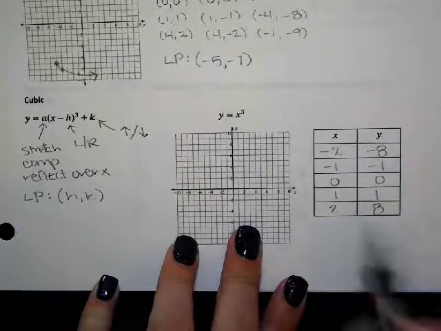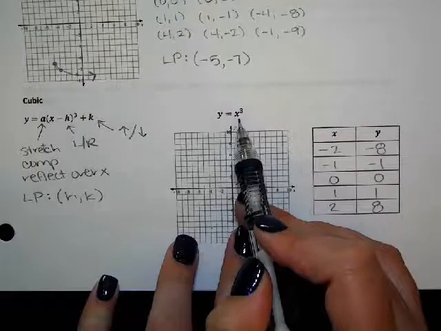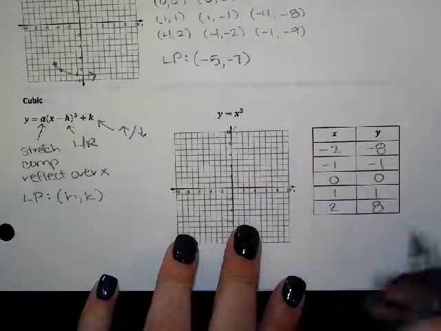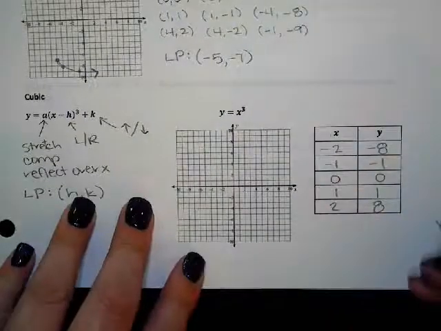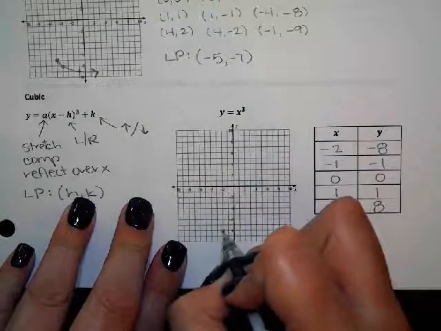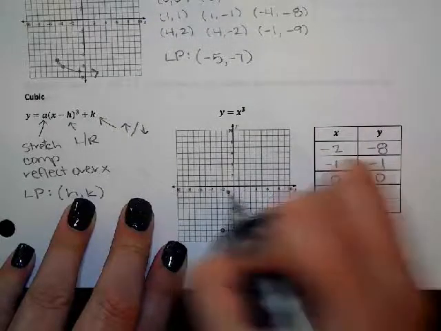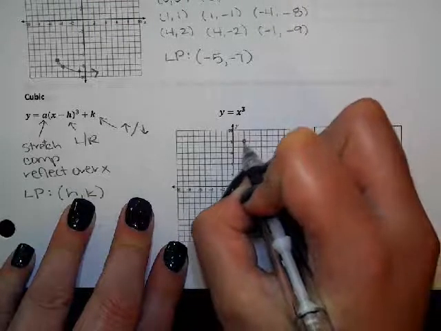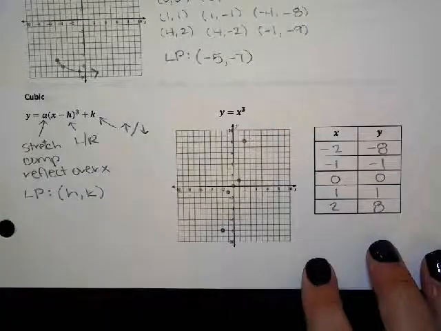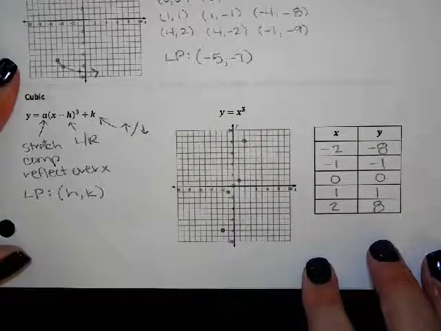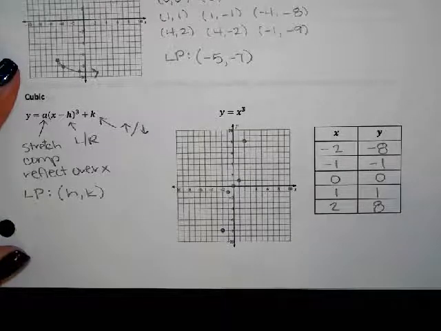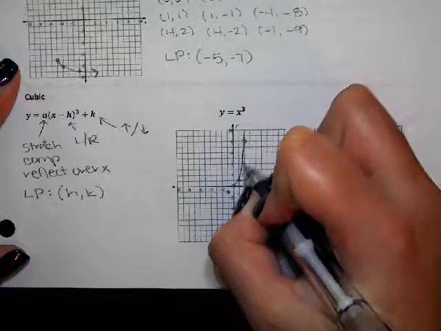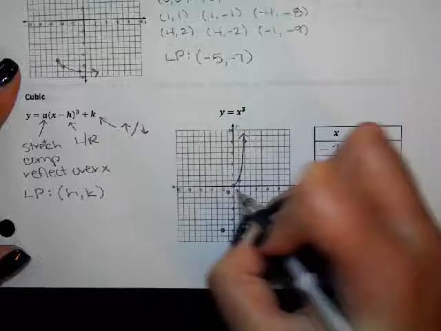So for each of these numbers, we were just plugging it into the parent function, which means we were multiplying it by itself 3 times. We were cubing each number. So I'm going to go ahead and plot the points: (-2, -8), (-1, -1), (0, 0), (1, 1), (2, 8). When I draw this parent function, I like to think of it as half of a parabola going up and half of a parabola going down. So here's my parabola half going up. There's my parabola half going down.